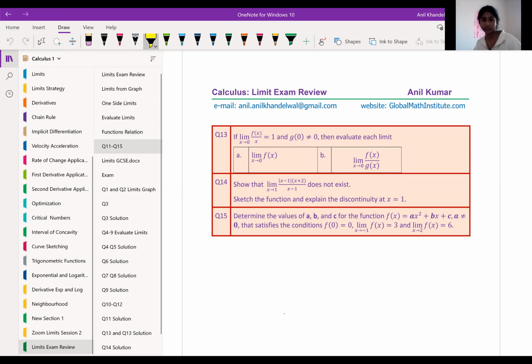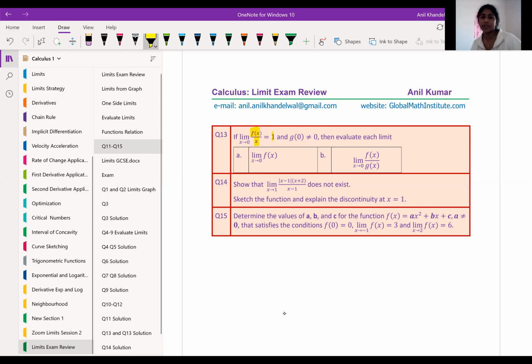Explain me this. Question number 13. Read and explain. If limit as x approaches 0, f of x over x equals 1, and g of 0 is not equal to 0, then evaluate each limit. Correct. So as limit x approaches 0, f of x. Yes. So we are given the limit of the complete function f of x divided by x. And we know the limit exists and the limit is 1. However, we are interested in finding limit of f of x only. What should that be? Tell me.